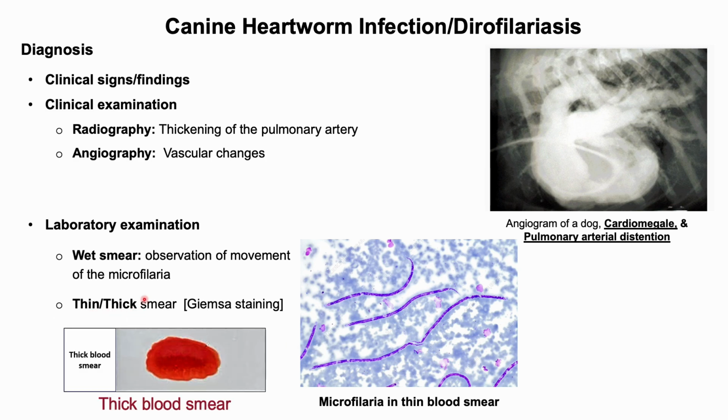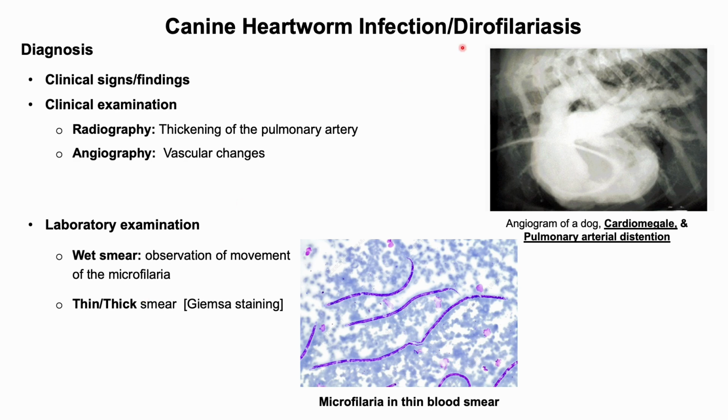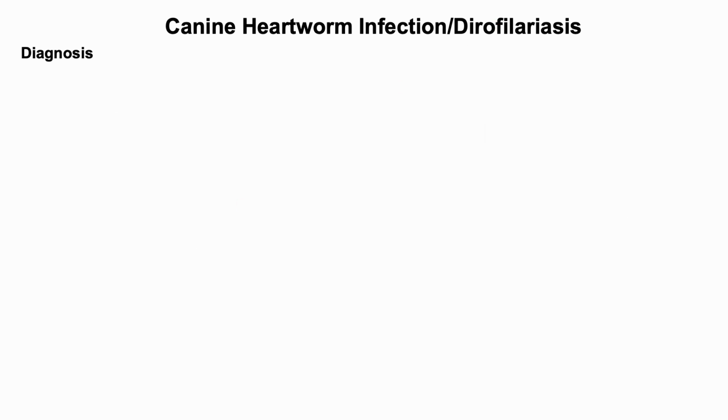A thick blood smear can also be done in case of subclinical infection or when suspecting a lower number of microfilariae in circulation. Thick blood films made from the marginal ear vein may give the best results. In addition to the examination of blood smears, the modified Knott technique can also be performed for the differential diagnosis of microfilaria of Dirofilaria immitis and Dipetalonema reconditum.